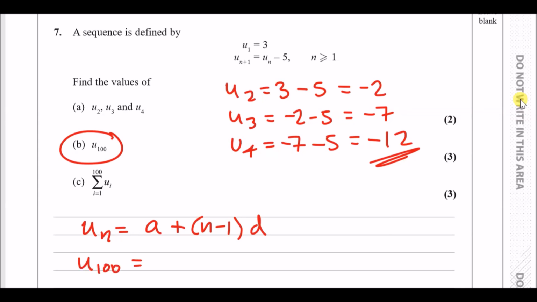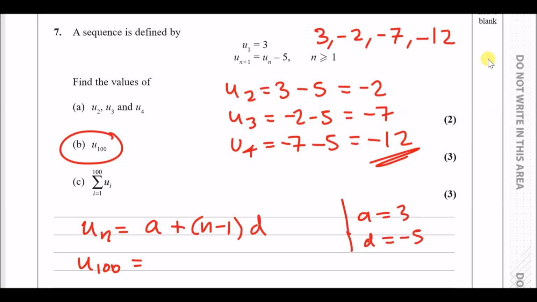And now what you should realize from this is, what is the first term in this case? It's going to be the sequence from u1. So if we imagine what we just found, the u1 value, and then u2, u3, and finally u4, we can see that the first term is 3, and then there seems to be a common difference of minus 5, because it's going down by 5. So in this case, a is 3, d is minus 5.